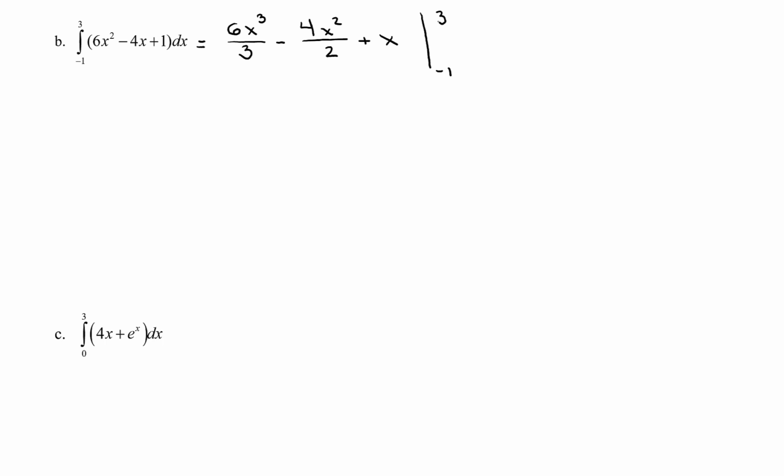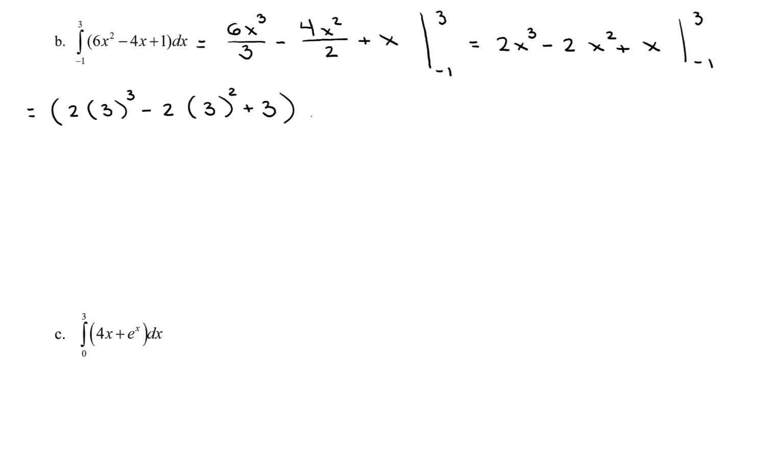Let's go ahead and simplify this antiderivative before we evaluate it. So the 6x cubed over 3 will simplify to 2x cubed minus 2x squared plus x evaluated from -1 to 3. Now we're ready to evaluate this. So starting with the 3, we're going to have open parentheses 2 times 3 cubed minus 2 times 3 squared plus 3. Close the parentheses. Here we have minus, open up a set of parentheses, 2 times -1 cubed minus 2 times -1 squared plus -1. And then close the set of parentheses.